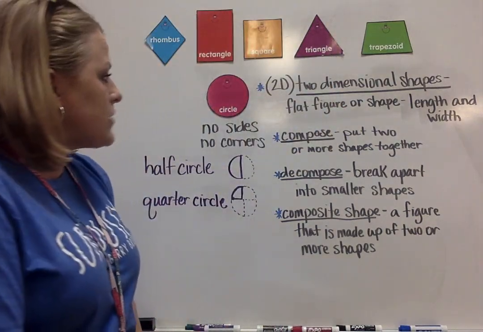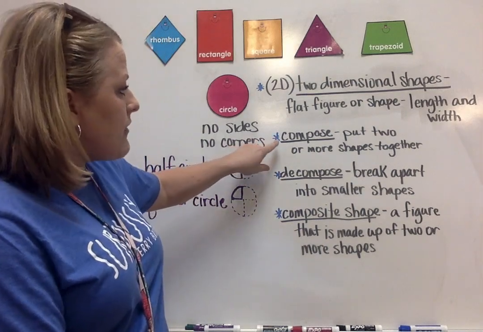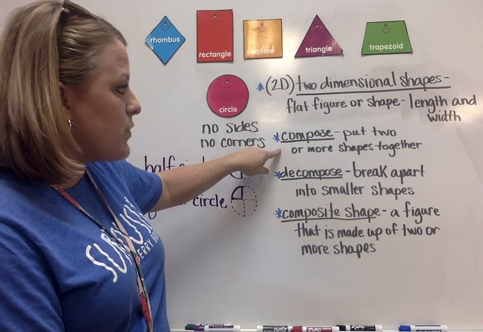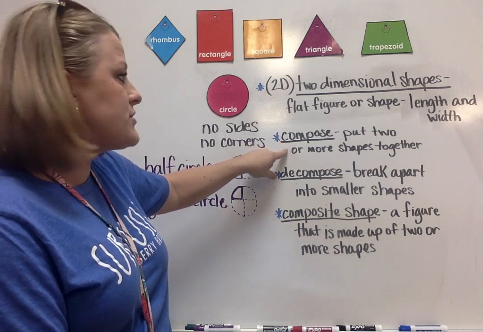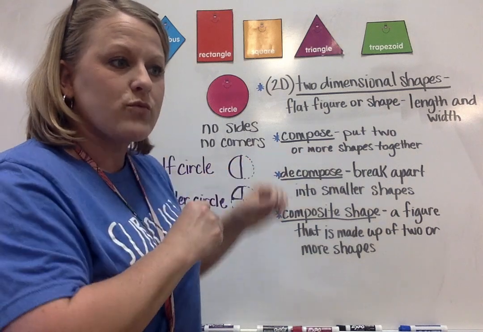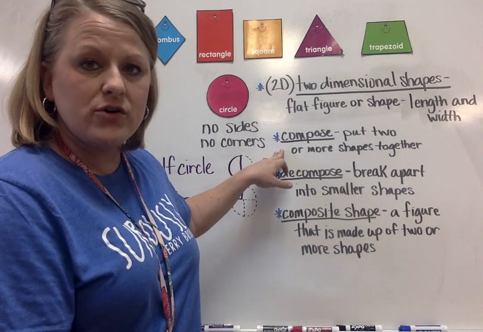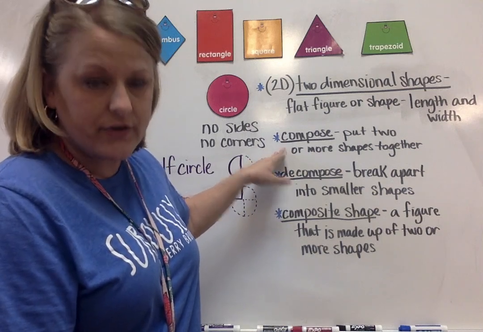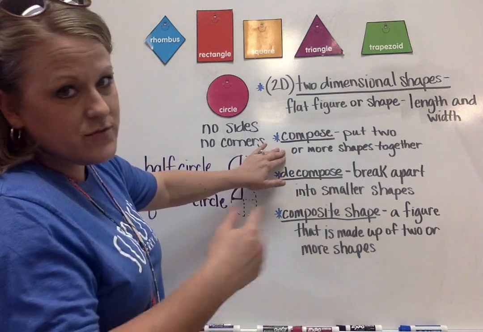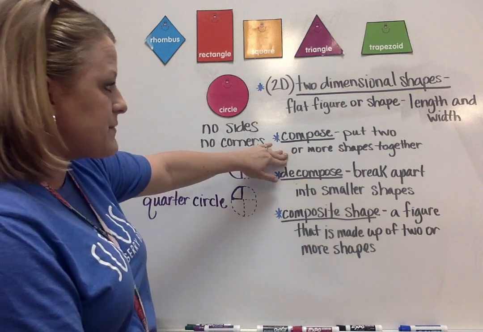Now, if we take a look at some of our vocabulary words for this week, we have compose. Compose means to put two or more shapes together. We're going to compose something. If you were writing a song or music, you would compose by putting different notes together to make a song or to play on the piano. But this week in math, we are going to compose shapes, two or more shapes put together.